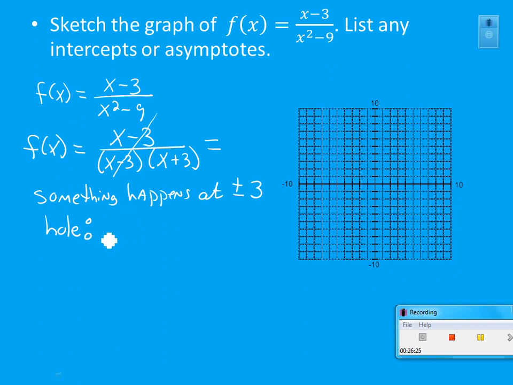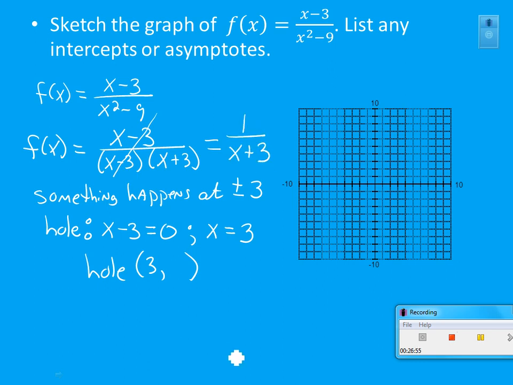It's going to occur when x minus 3 equals 0. My hole is going to occur with the one I canceled out, at x minus 3 equals 0. So there's going to be a hole when x equals 3. Now let me come back up here. I'm going to cancel out those x minus 3's, which leaves me 1 over x plus 3. To get the exact location of this hole, plug this 3 right back into here. The exact location then is going to be at 3, 1/6.